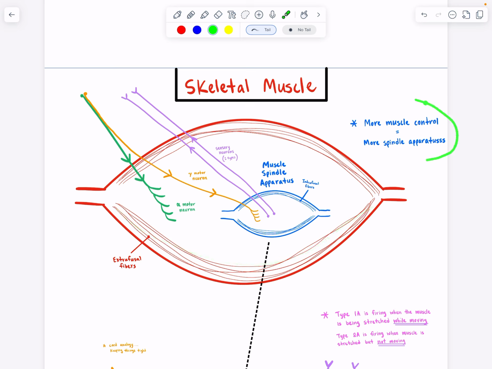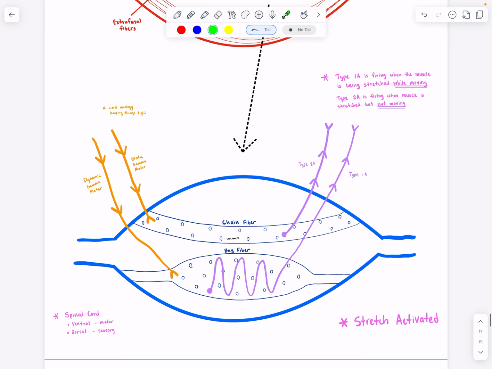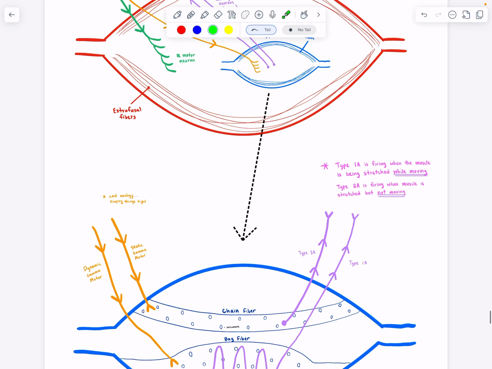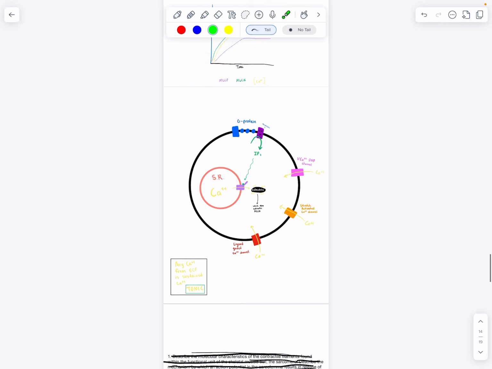Here's another point. More muscle control means that we're going to have more spindle apparatuses in the muscle because we need more control. And yeah, but I believe that is it.